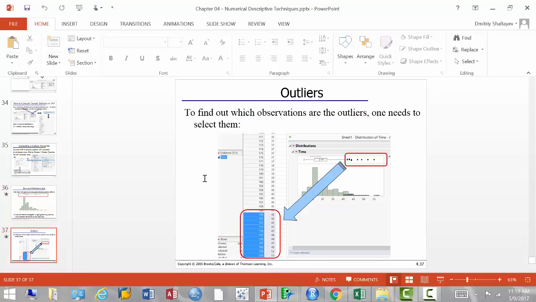All the slides, they repeat the same steps as we did.